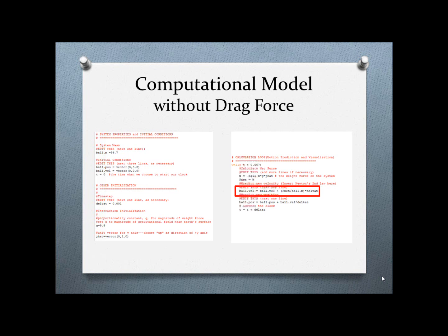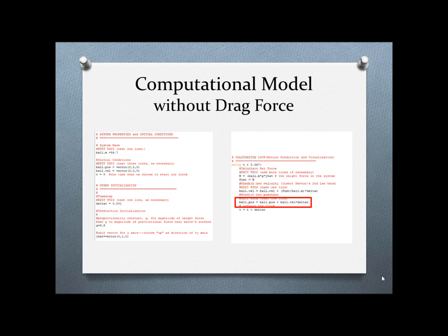Here's where Newton's second law comes into play. According to Newton's second law, the final velocity is equal to the initial velocity plus the net force over the mass of the object times the change in time. To predict the new position for each time step, I use the equation that the final position of the object is equal to the initial position plus the velocity times the change in time.